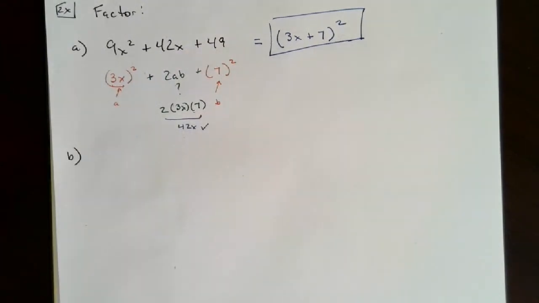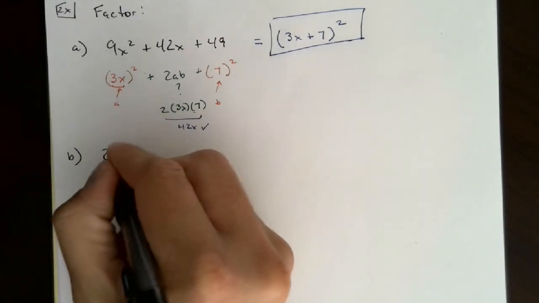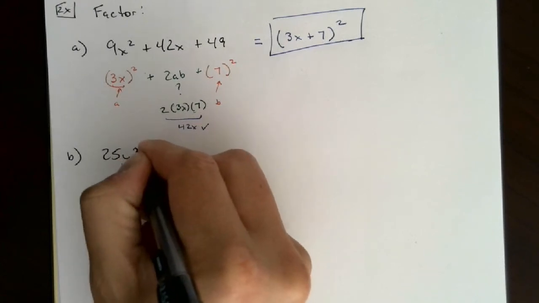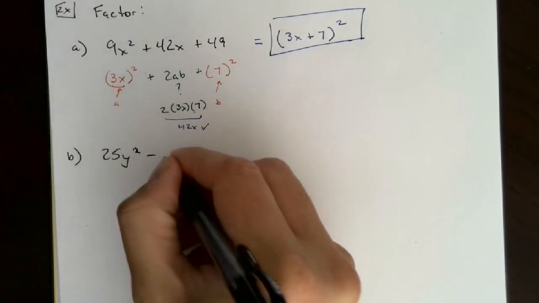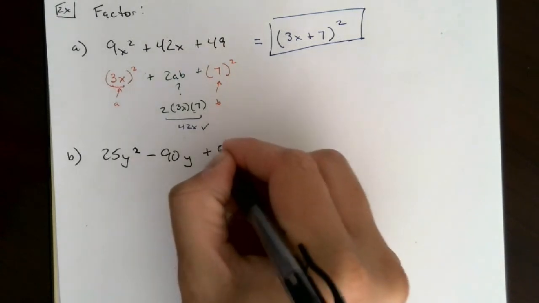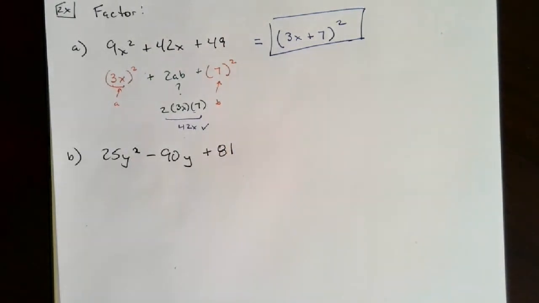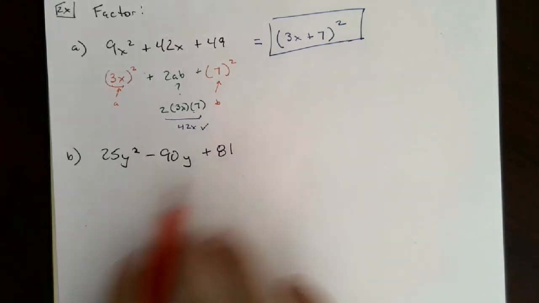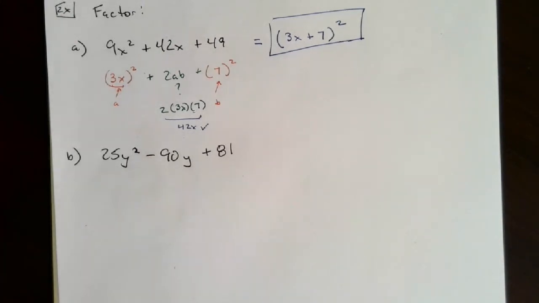If I said we had 25y squared minus 90y plus 81. So first thing, look for a greatest common factor between all three terms. In this case, we don't have one.